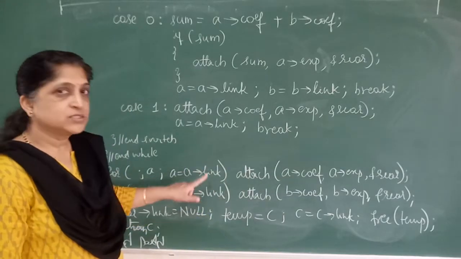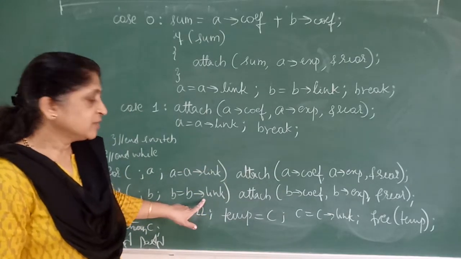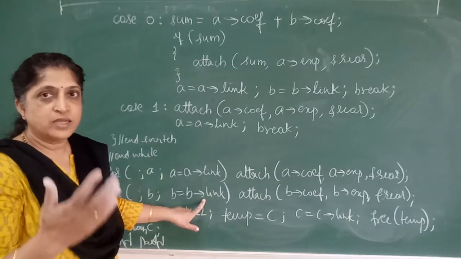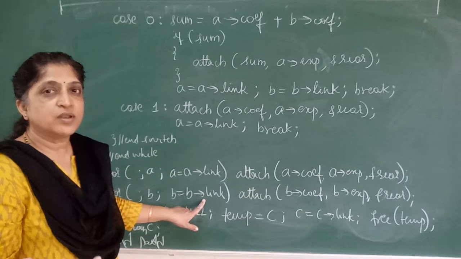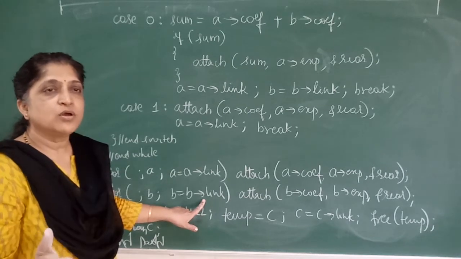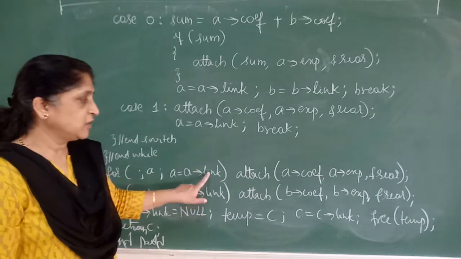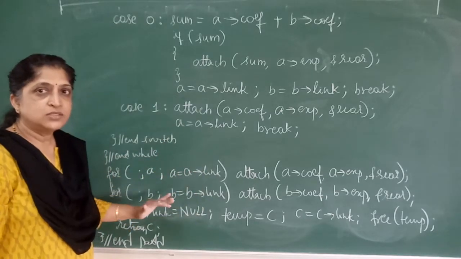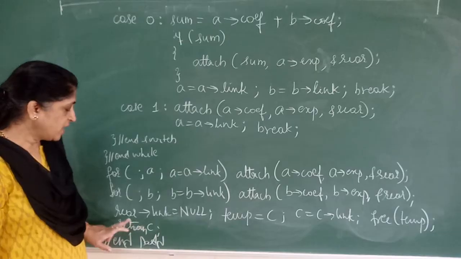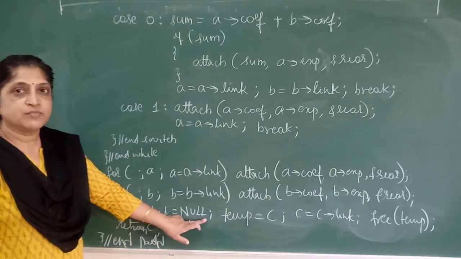Remember, either this will execute or this will execute. Because we will have come out of the while loop, either because we might have reached the end of one of the polynomial. If both the polynomials we have reached the end, then none of these will execute. Now that we have attached all the terms to the polynomial C, we have to make these assignments.